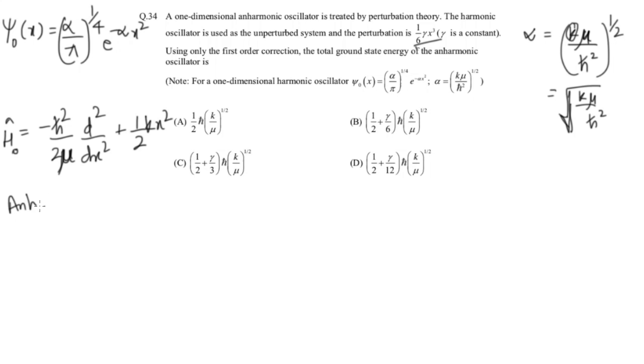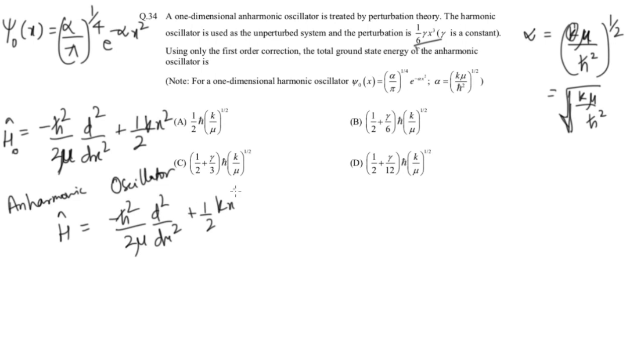So for the anharmonic oscillator, the perturbation will be added into it, so the Hamiltonian will become this: H is equal to minus h cross square by 2 mu d2 by dx square plus half kx square plus 1 by 6 gamma x cube. So that's what your Hamiltonian will become, right?